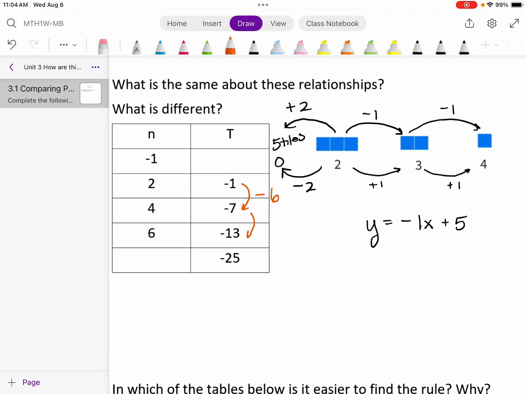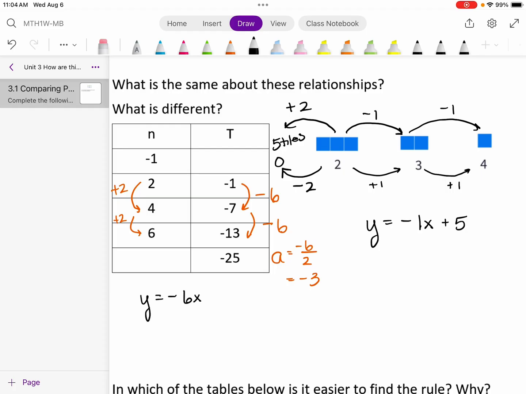If I go from negative 7 to negative 13, I'm subtracting 6 again. And now if I look at from 2 to 4, I'm adding 2, and I'm adding 2. So I need to find my rate of change by taking what are my y values changing by, what are my x values changing. So negative 6 divided by 2, and I get negative 3.